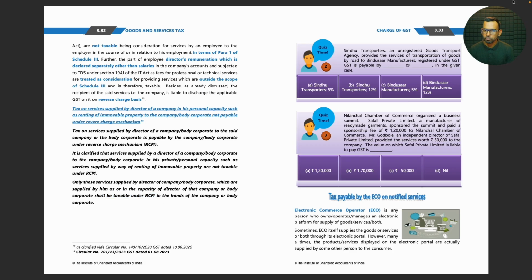Okay. Sindhu Transporters, an unregistered GTA, provides the services of transportation of goods by road to Bindusar manufacturers registered under GST. So obviously in this case, this is an unregistered person, RCM will apply and you will get only 5%. Bindusar has to pay 5% GST.